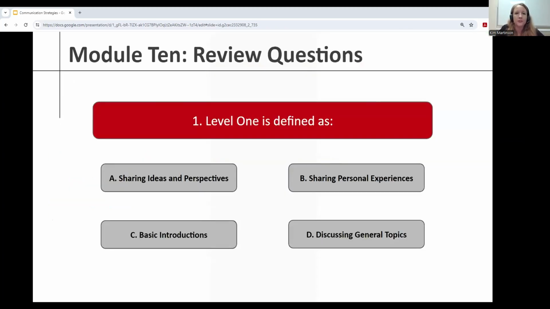Okay, so review questions. Level 1 is defined as A, sharing ideas and perspectives, B, sharing personal experiences, C, basic introductions, or D, discussing general topics. Great, D, yes, perfect. Okay, next one. Level 3 is defined as A, sharing ideas and perspectives, B, sharing personal experiences, C, basic introductions, or D, discussing general topics. Perfect. B, yes, sharing personal experiences.